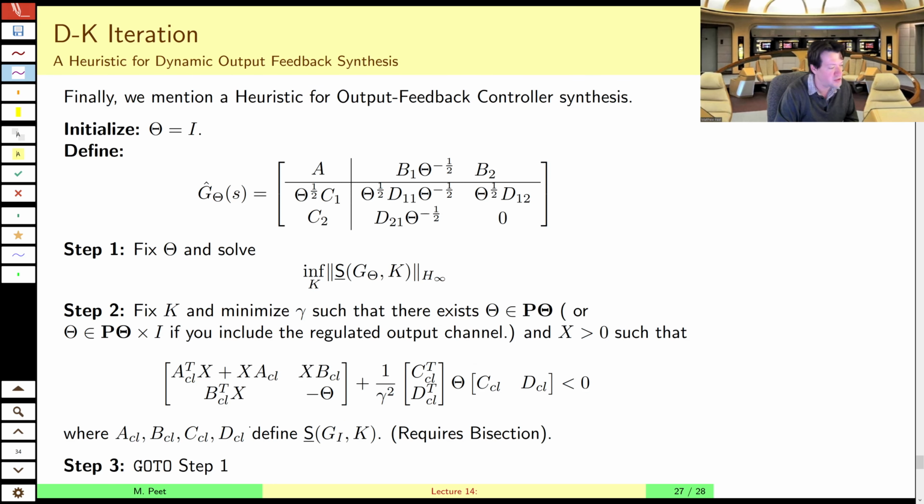That approach is generally referred to as DK iteration. So D for the diagonal multiplier, and then K for the controller. Inf K sup delta. Oh, actually, I should say our variable is not really delta. It's the scaling there. So we're actually sup over theta. Inf K, sup theta.